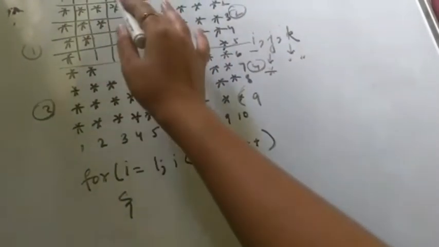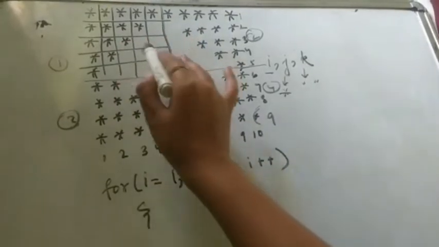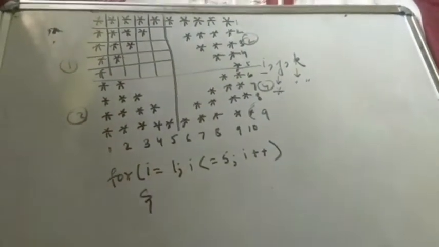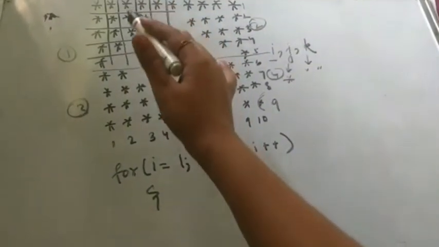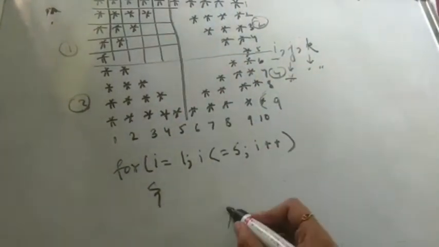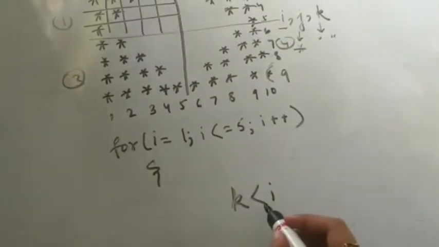So in the first line we do not have any space. In the second we have 1, third we have 2, in the fourth we have 3 and in the fifth we have 4. So what does that mean? That when I is equal to 1, K is equal to 0. When I is equal to 2, K is equal to 1. And similarly, so K is less than I. It is not less than or equal to, it is just less than I.